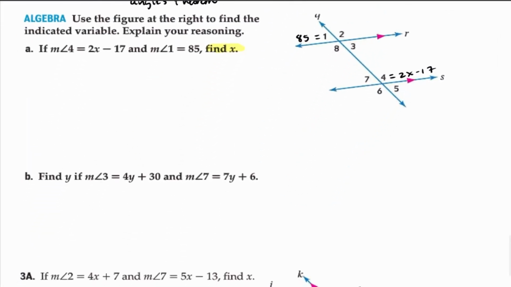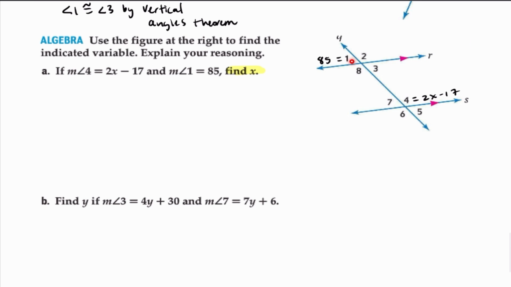And how I'm going to do that is this. Note that angle 1 and 3 are congruent by vertical angles. So I'm going to write angle 1 and angle 3 are congruent by vertical angles. So I'm going to write 85 right here, because if this is 85, then angle 3, or the measure of angle 3, is 85 degrees.